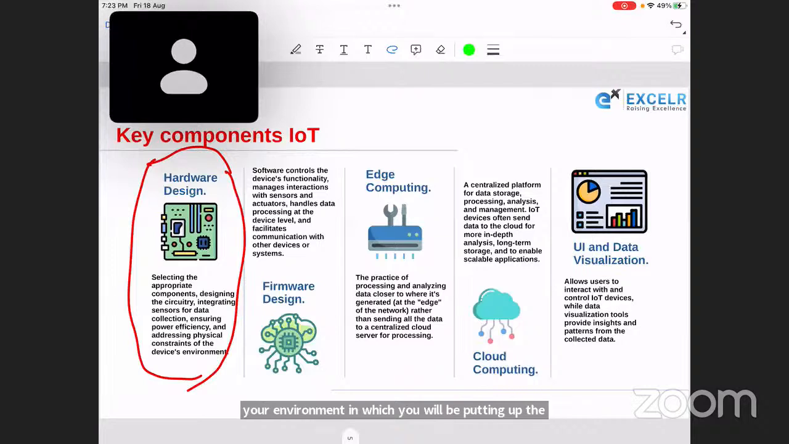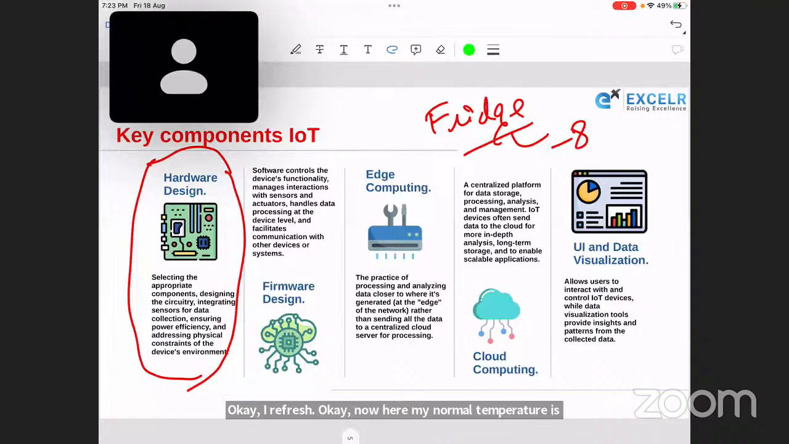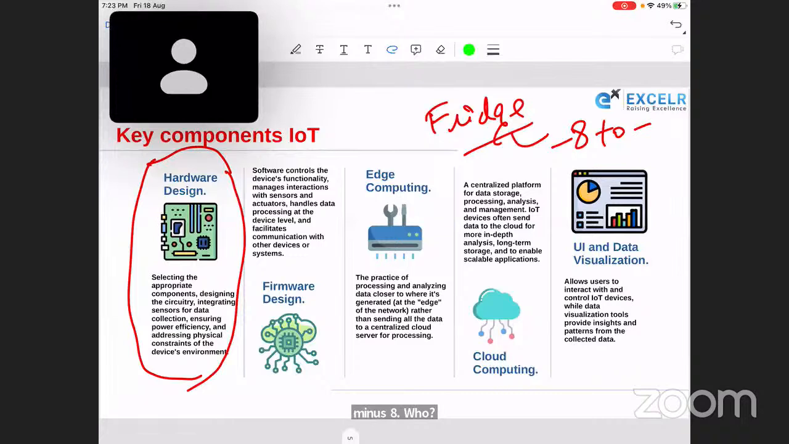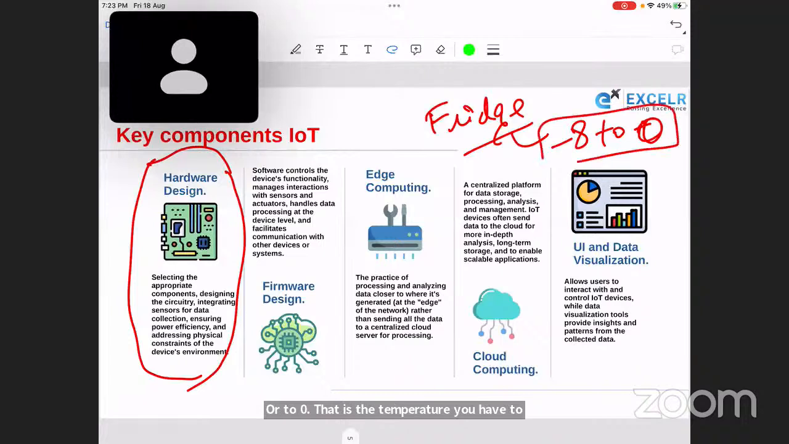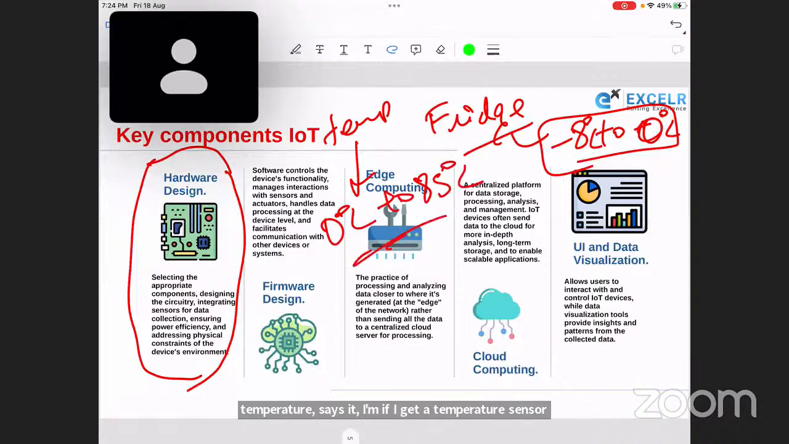Let's say I have to deploy a temperature sensor in a refrigerator. Here my normal temperature is -8 to 0. That is the temperature you have to keep. Now, to get this specification, what is the first thing? If I get a temperature sensor which gives perfect values from 0 degrees Celsius to 85 degrees Celsius, will this work? It will not work, right? Will this work?